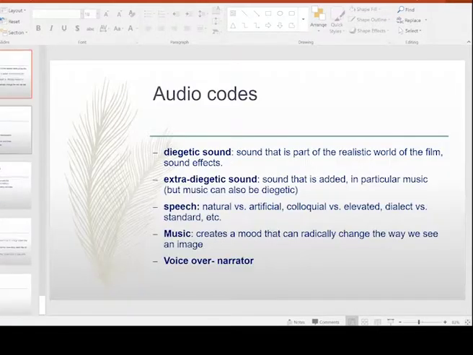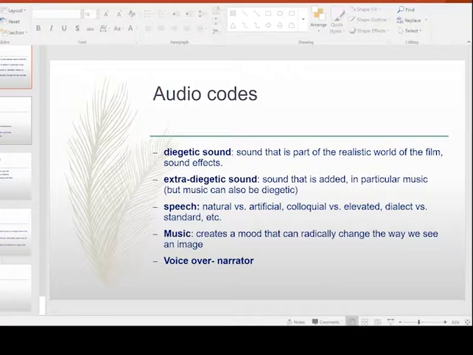And then last of all, you have the audio. So nearly finished, guys. Diegetic sound, which is the realistic sound of the film, so the audio effects. Extra diegetic, which is like music that can be added. So music can be diegetic too. If you see what's playing the music, it's diegetic. If the music's just in the background, it's non-diegetic. So diegetic is what you expect to be in the film.